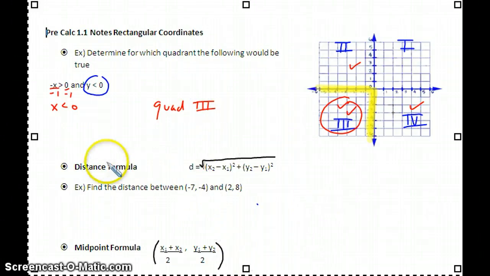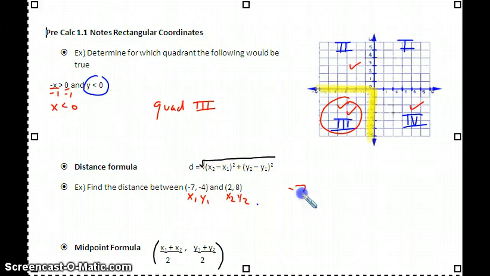Next concept we're going to cover is the distance formula. The distance formula is when you take two x values and subtract them, square that quantity. Take the two y values, subtract them, square that quantity, and then you take the square root of their sum. So if I asked you to find the distance between these 2 points, label that one x1 and y1, and label this one x2 and y2. You're just going to subtract them.